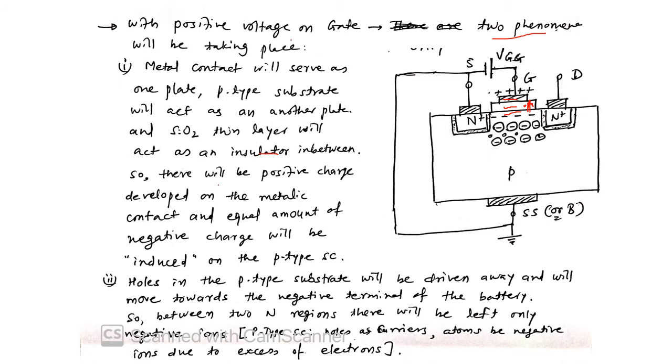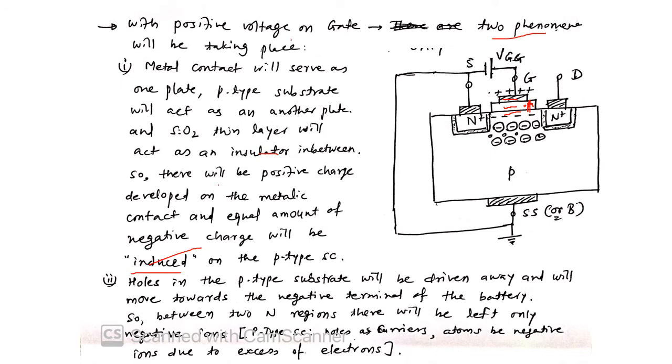Fine. Working-wise, whatever amount of positive charge is developed on the metallic plate, an equal amount of negative charge will be developed on the other terminal of the capacitor, that means on the p-type substrate here. So this is one phenomenon, called induced voltage. On the other plate, in the p-type substrate region, a negative charge is induced. That is the first phenomenon.